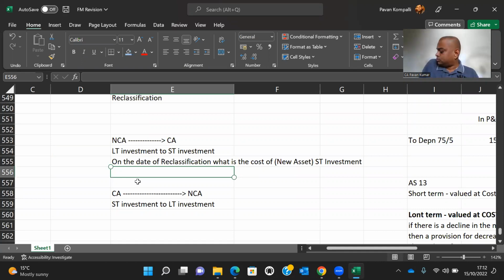I have a business proposal. I can sell it. Now Kavi will say, okay, this guy originally classified this Infosys share as a long-term investment. Now it is a short-term. What will be the cost?